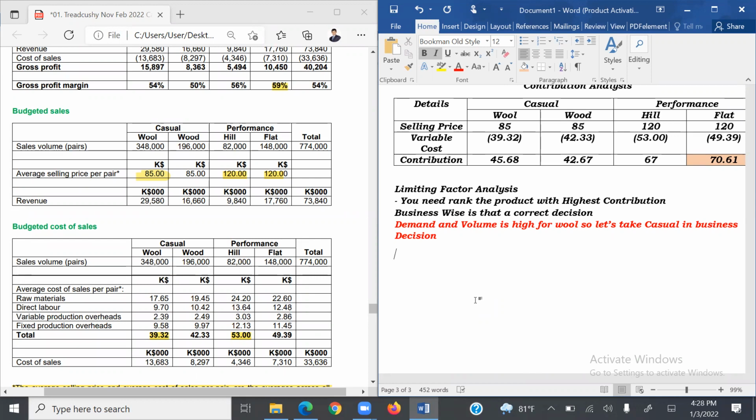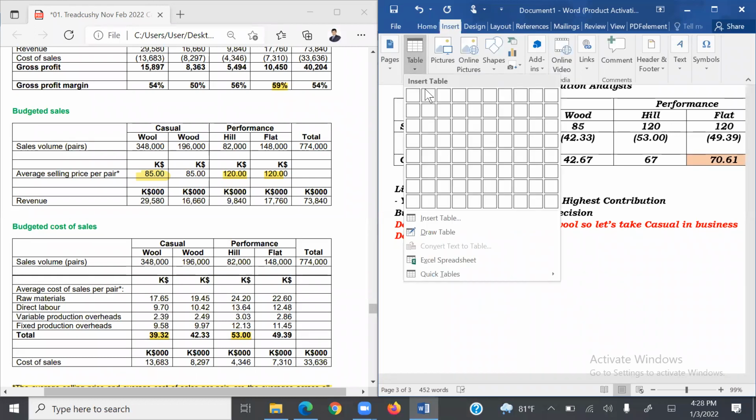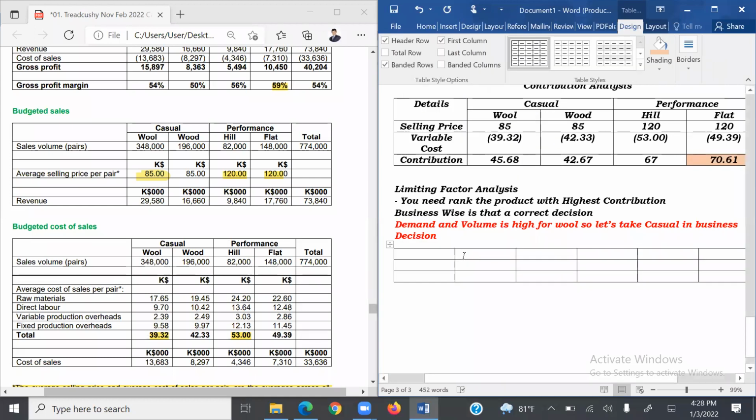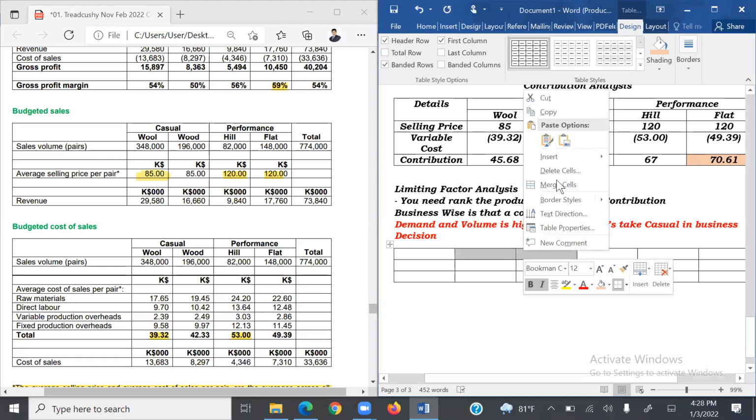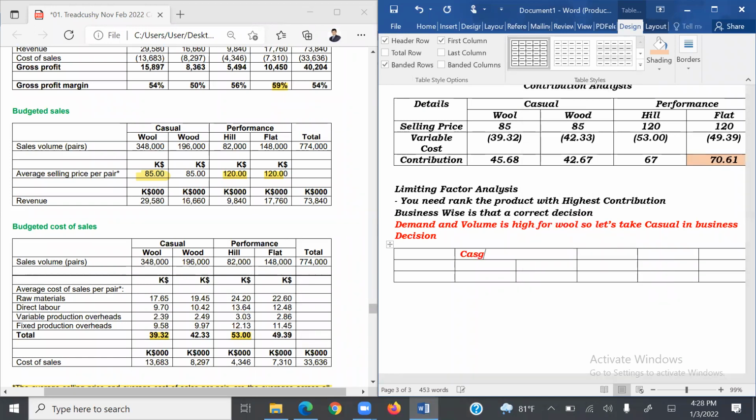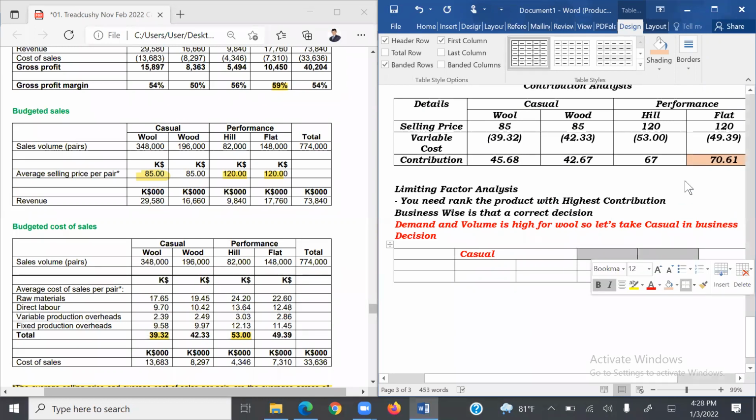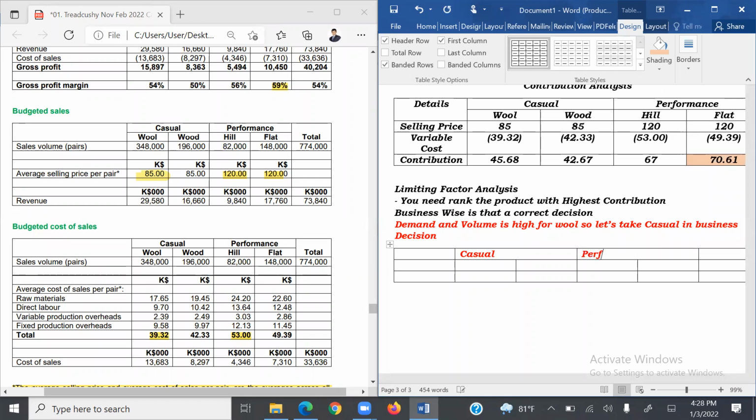So students, let's do a small calculation. Once again, I'll just prepare a small table as you already know. So the table goes like this. Just a minute. Merge casual, then we have to merge it. Then comes the performance. So I'll write down here, performance is going to be the next one. Here it's going to be wool, wool, wood, and that's going to be hill and flat.